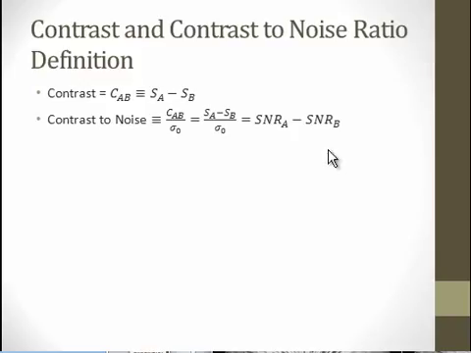So just a really basic definition of contrast and contrast to noise. Contrast is really just the difference between the signal in one tissue, say tissue A, and the signal in tissue B. Contrast to noise is the contrast between A and B divided by the standard deviation of the noise, or sigma 0 here, which just ends up being the SNR of tissue A minus the SNR of tissue B.